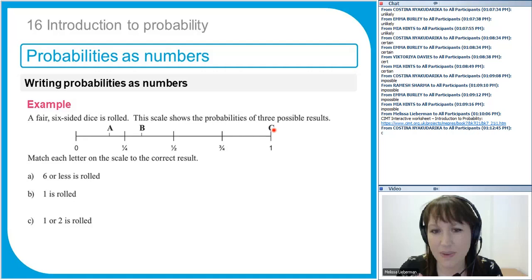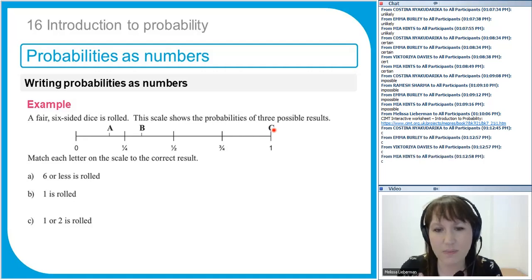Type it in. Christina's put an answer already. You can put it as a number as well if you prefer. So there's 6 numbers on the dice. 1, 2, 3, 4, 5, and 6. So all of those, brilliant everyone that put C, it's going to be this one here. So this is the probability of getting a 6 or less. It's 1. So we put it at this end of the line. Now how about part B?